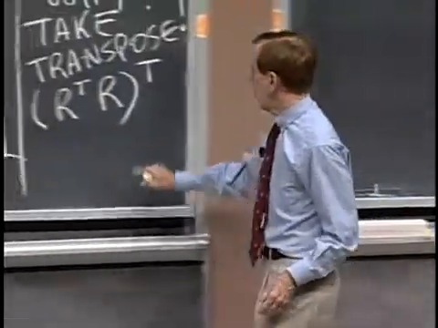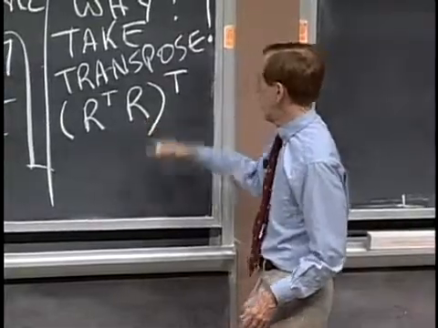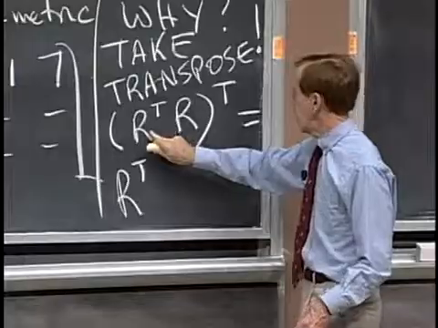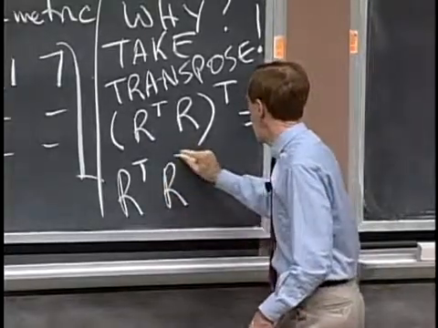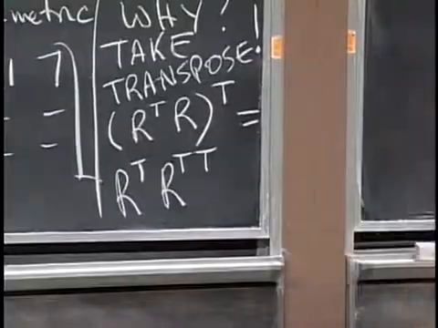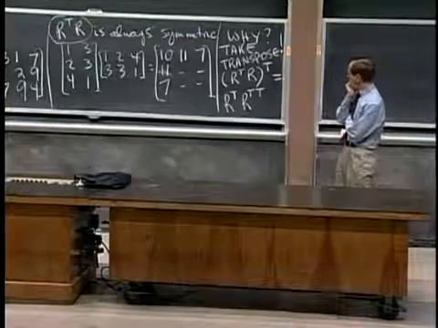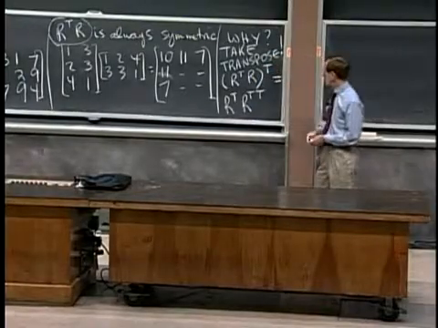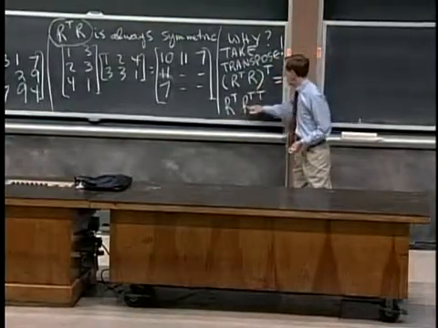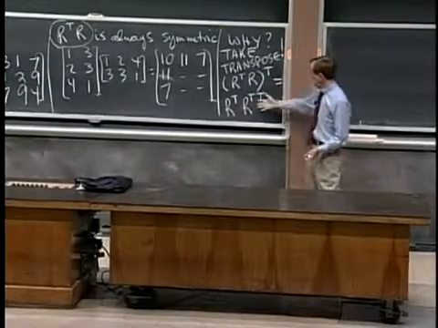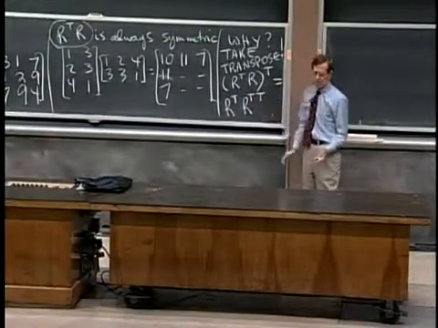So the order gets reversed. It's the transpose of that comes first, and the transpose of this comes now. Is that what I have to write, right? This is a product of two matrices, and I want its transpose. So I put the matrices in the opposite order, and I transpose them. But what have I got here? What is R transpose transpose?